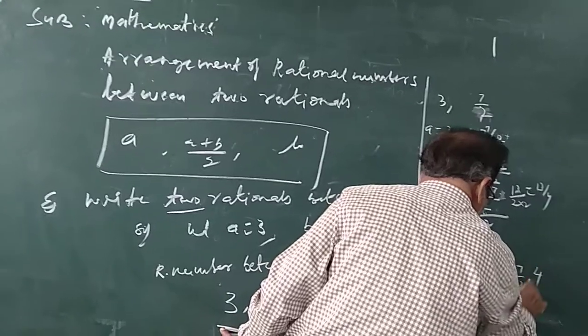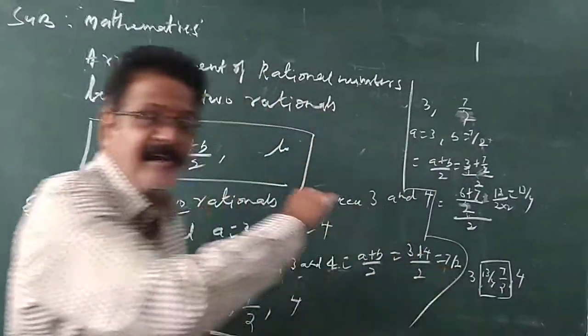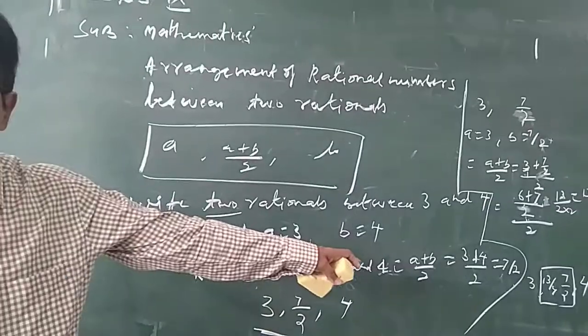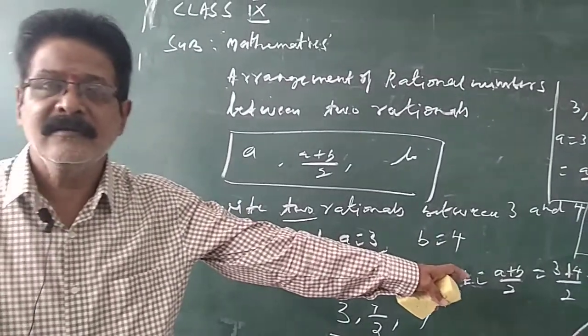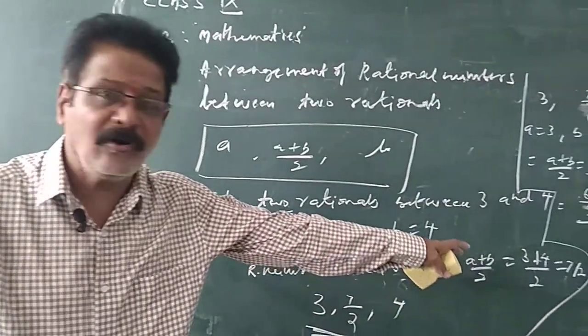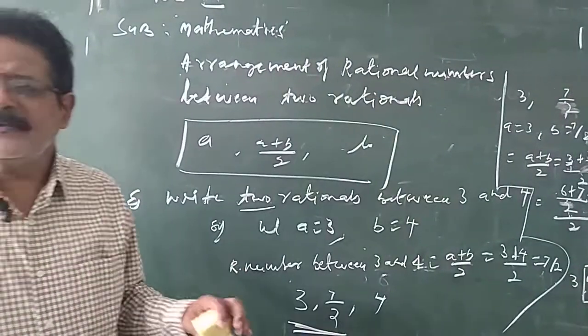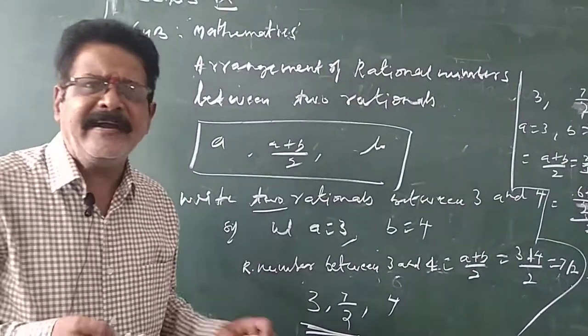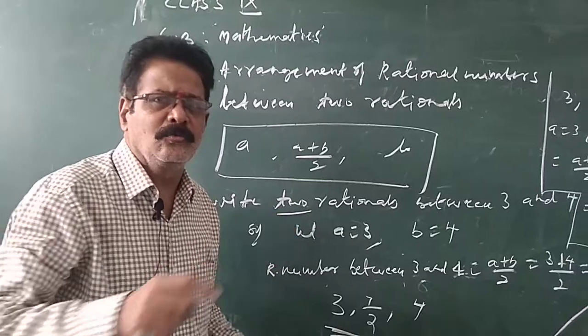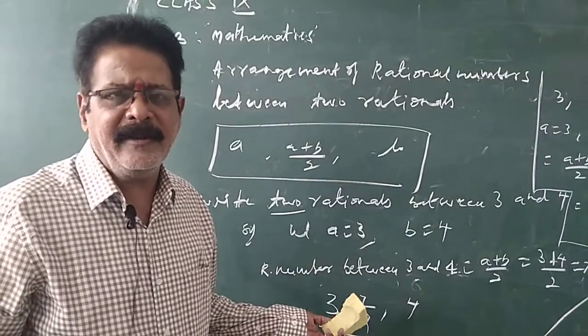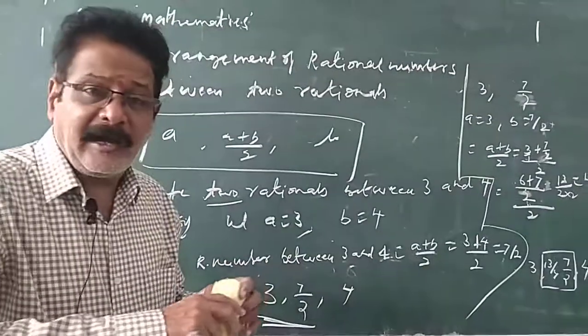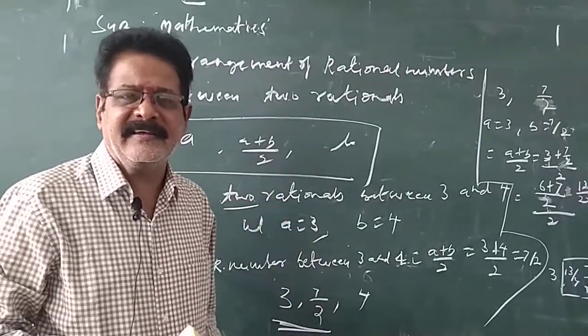These are the two rational numbers between 3 and 4: 13 by 4 and 7 by 2. Like this, we can arrange an infinite number of rationals between two numbers. This is called the mean method. So, let us go to the next one, the single step method.